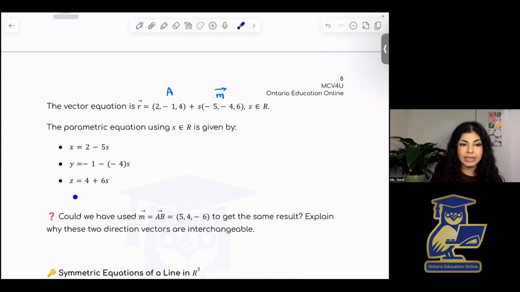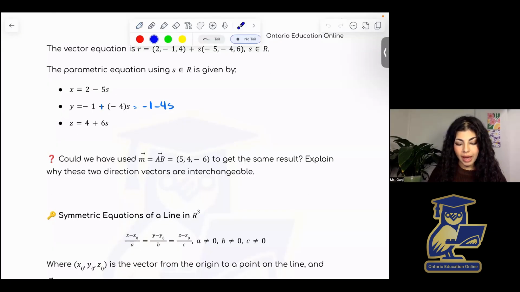So x, y, and z. x is equal to 2 minus 5s, y is equal to -1, and it's minus 4s, or sorry, it should be plus minus 4s, which should give us -1 minus 4s. And then z is 4 plus 6s. And there we have our three equations.